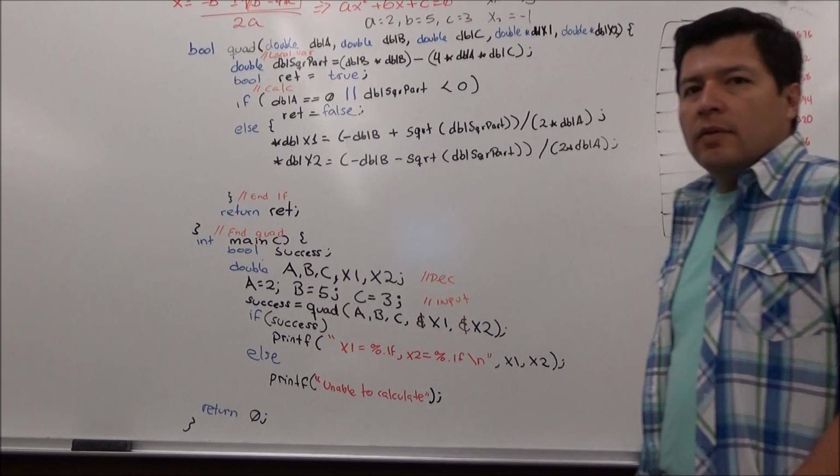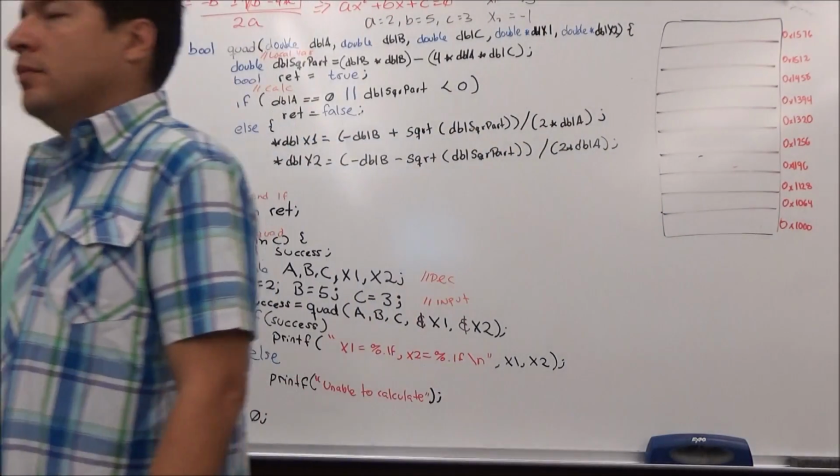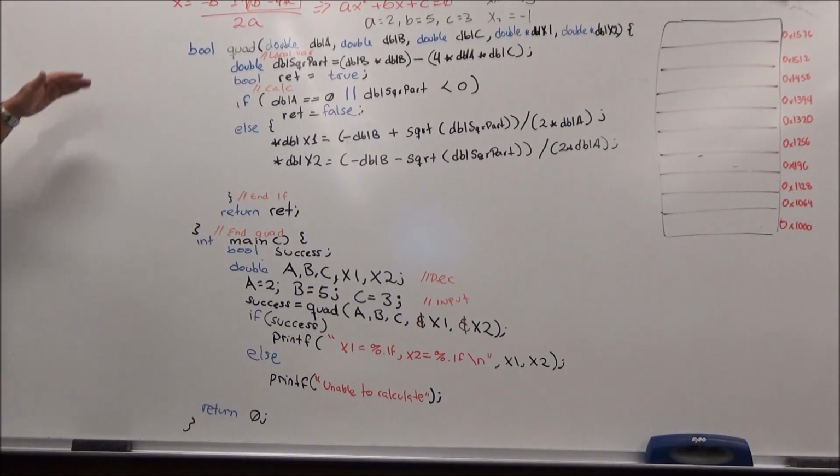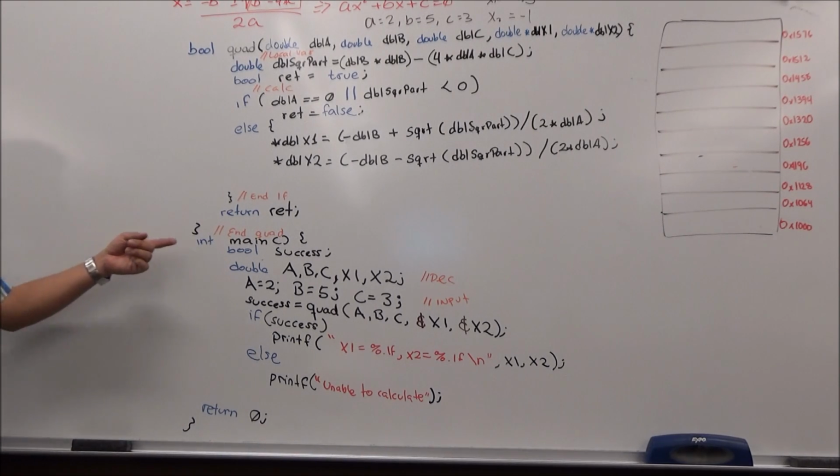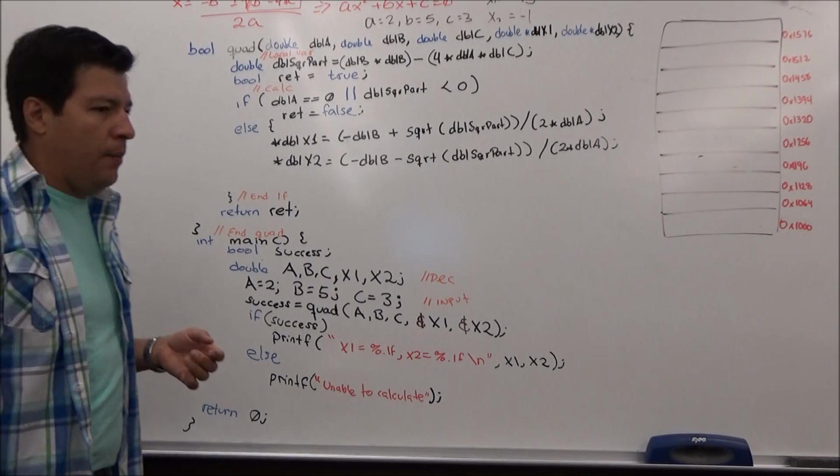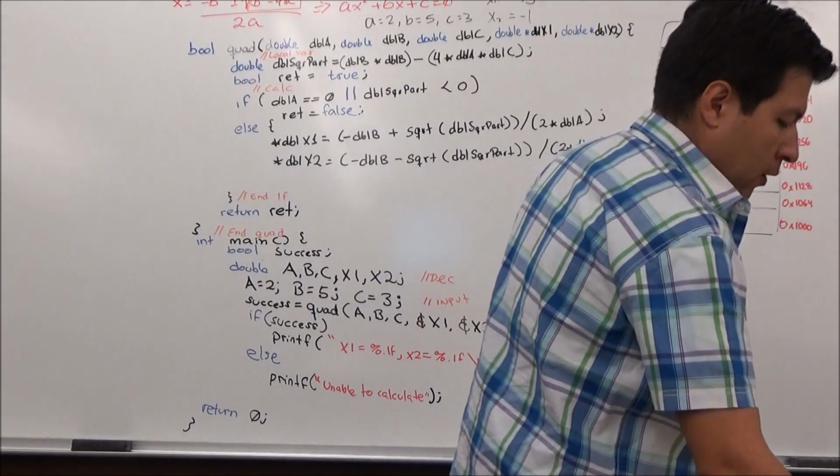All right, let's trace this program. My computer is going to start at the main, right? The first point of entry. So it starts at the main. And in the main, I declare a variable of type Boolean, okay, called success.